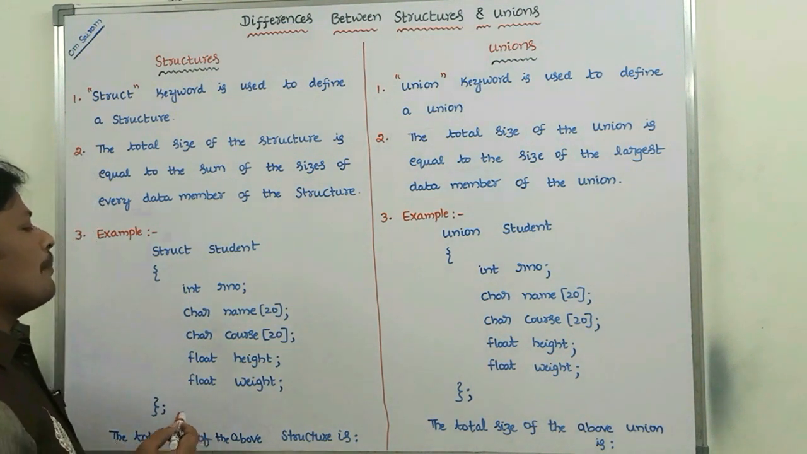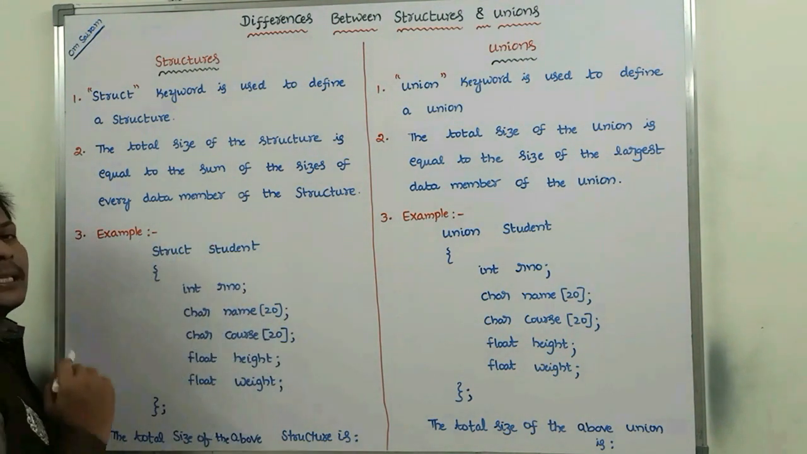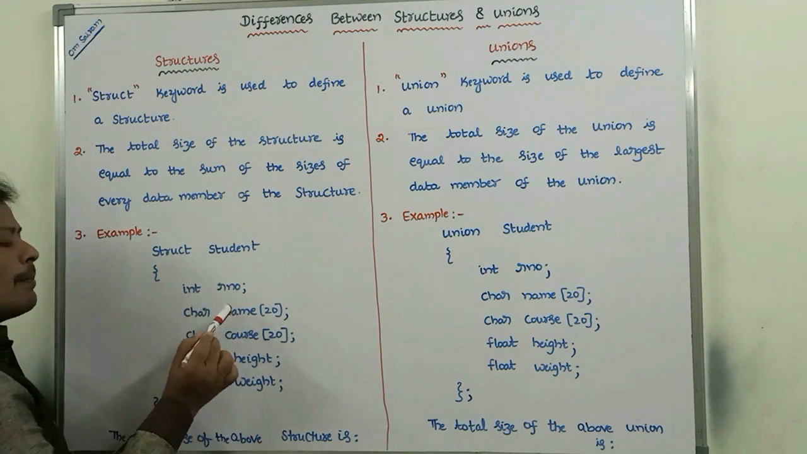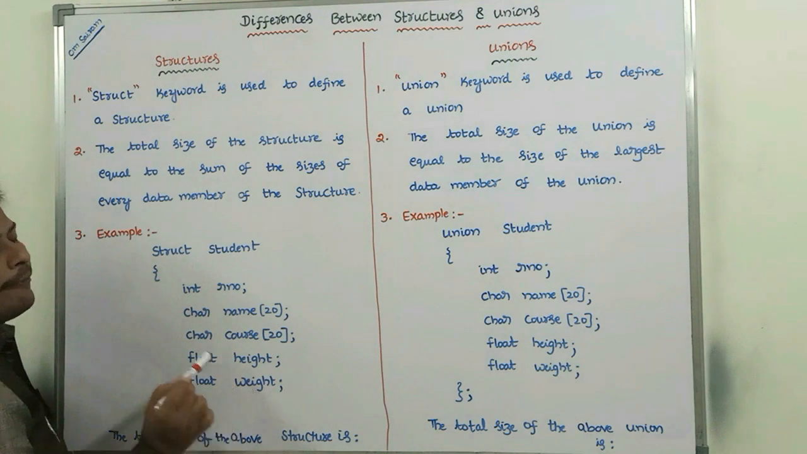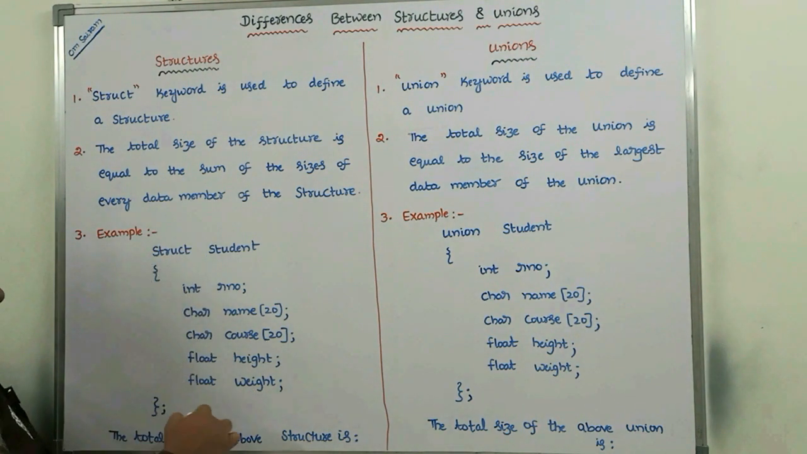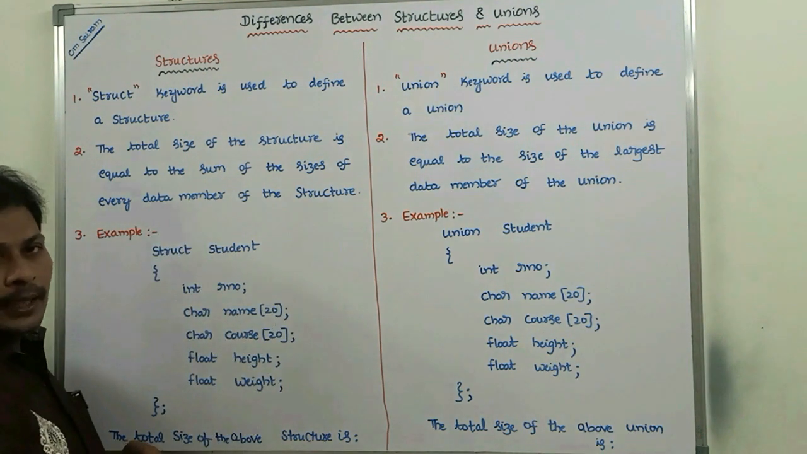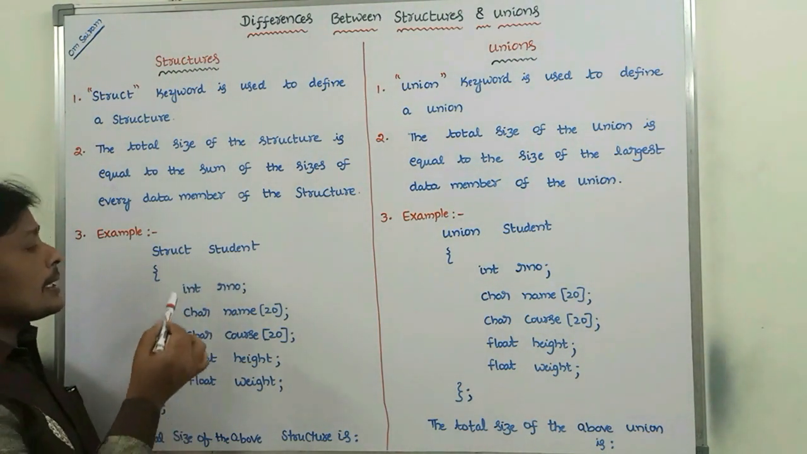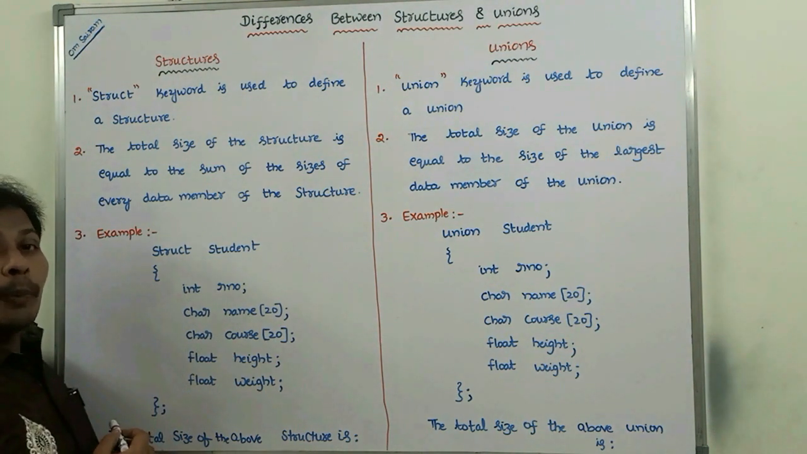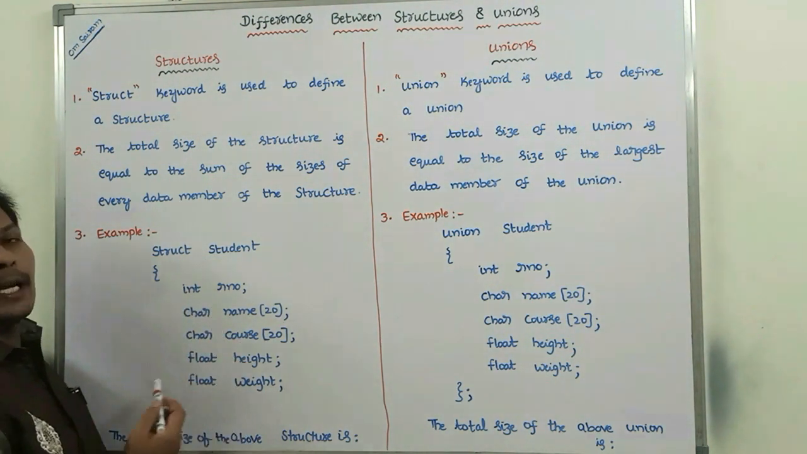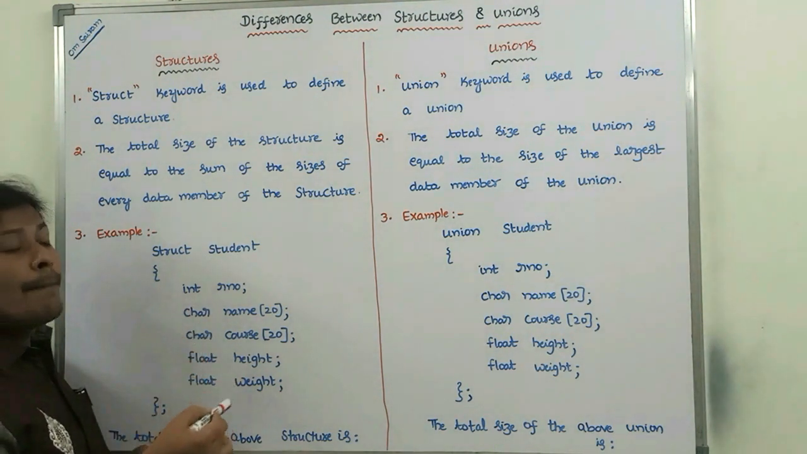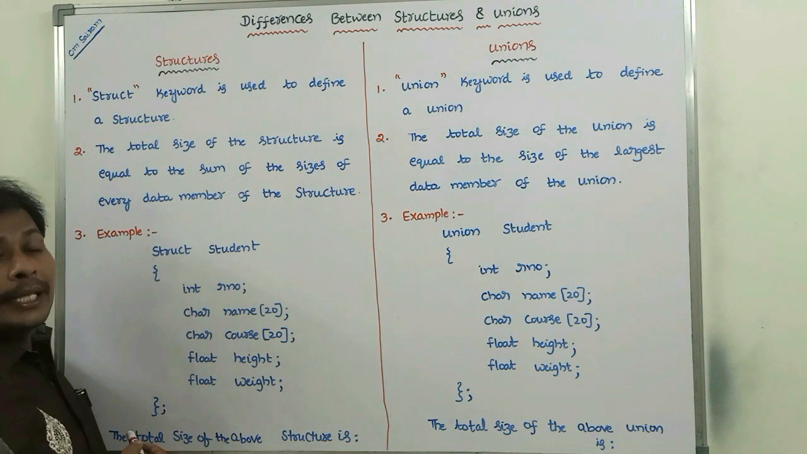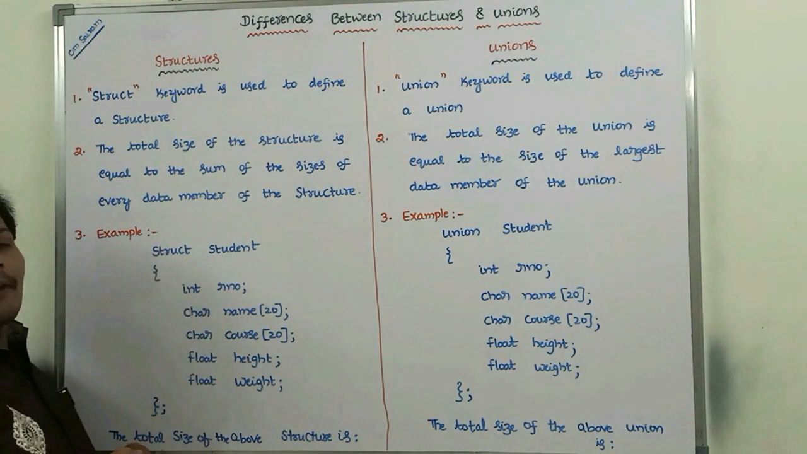For example, we can take the student structure. The data members are roll number, name, course, height and weight. What is the size of the structure student? The total size of the structure student is the sum of the memory occupied by each and every data member, or the sum of the sizes of each and every data member.